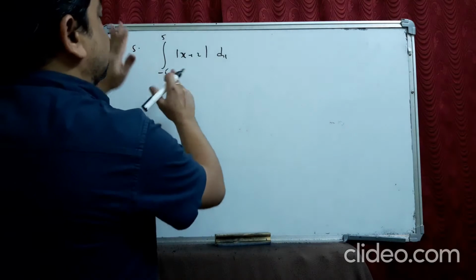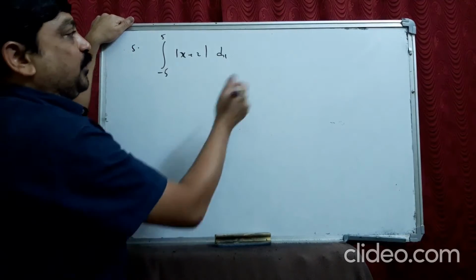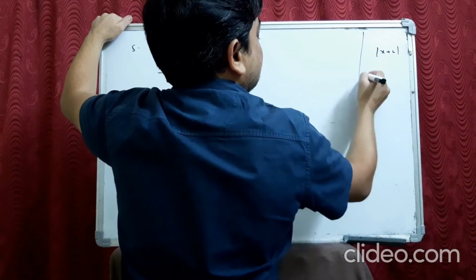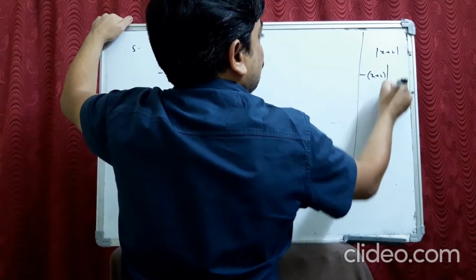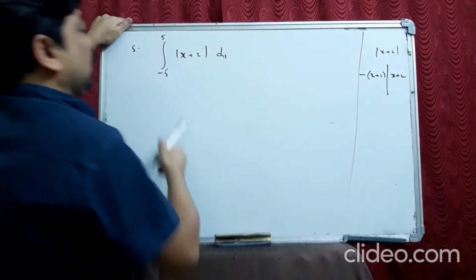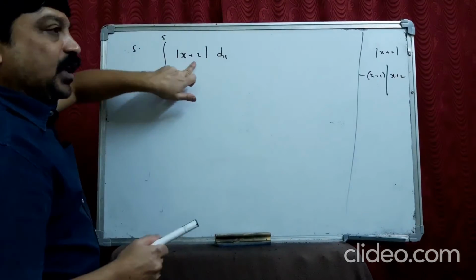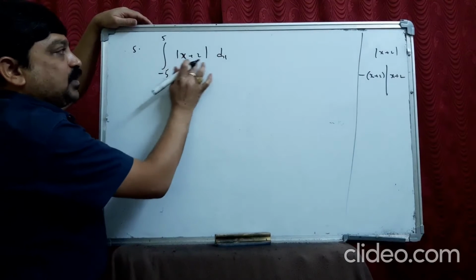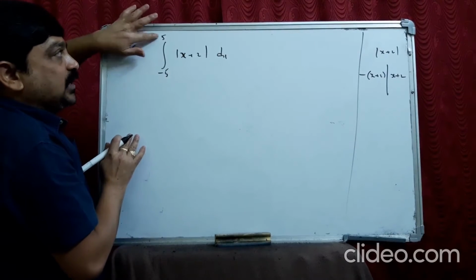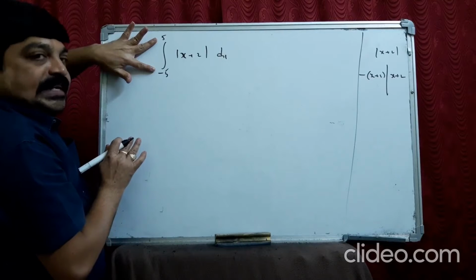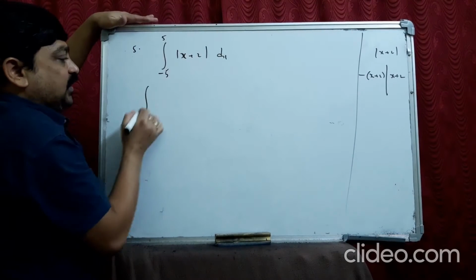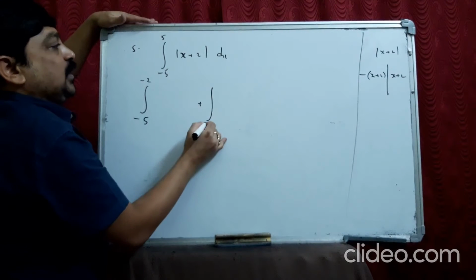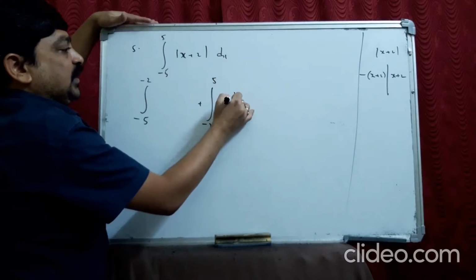So first of all, let us see what is the breaking point here. Mod x plus 2. In rough, I take mod x plus 2. You can take it as minus of x plus 2 or plus x plus 2. What is the breaking point here? Breaking point means where the function becomes 0. The function becomes 0 at x equal to minus 2. Does that minus 2 lie in between these two? Yes. So I divide this function like minus 5 to minus 2 plus minus 2 to 5 dx.